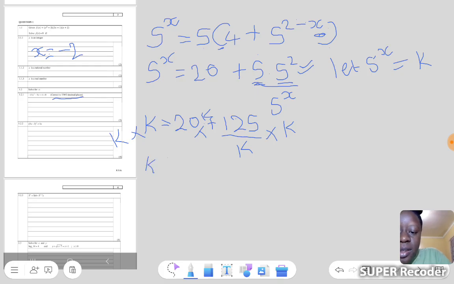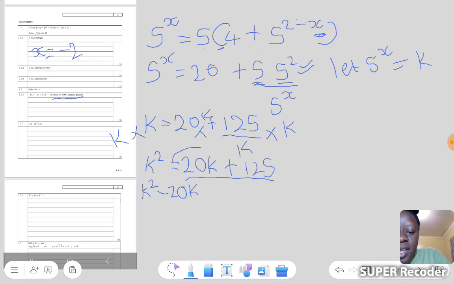k squared is equal to 20k, then plus 125. Let's take everything that is here to the other side, given that we will be having k squared minus 20k minus 125 equals to 0.